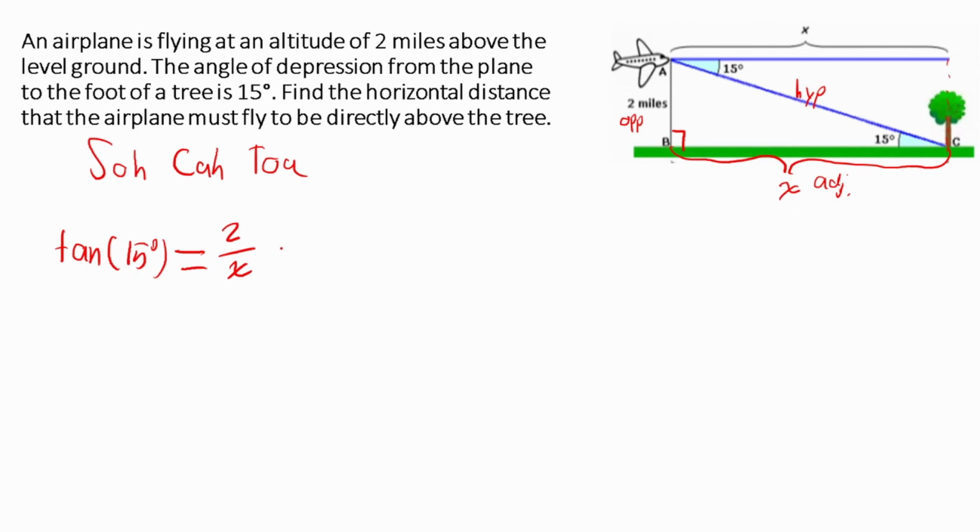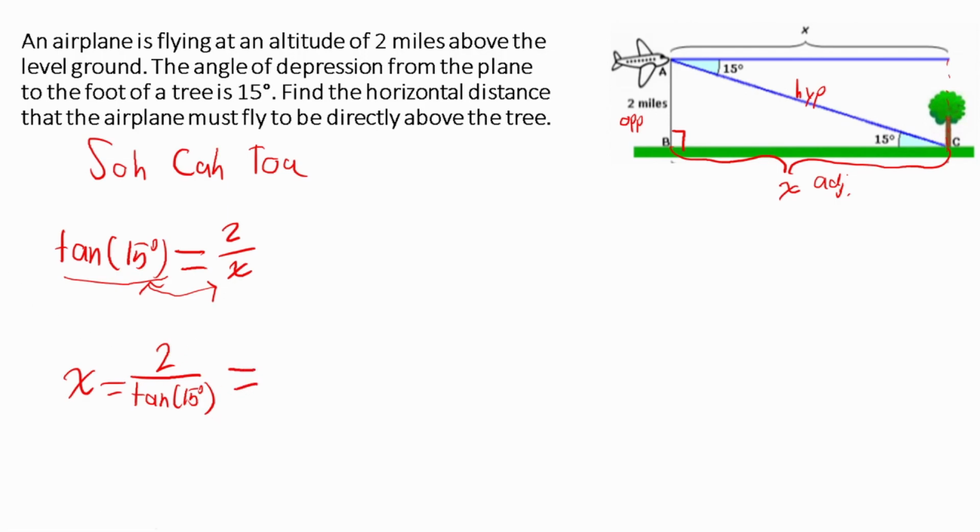Now, here's a quick tip just to save us some algebraic steps. When we have x in the denominator of a fraction and we want to solve for that x, we can swap places with this section here. What does that mean? We could rewrite this as x equals 2 over the tangent of 15 degrees. They're going to swap places. Now, all we have to do is plug this into our calculator and we'll figure out what x is.